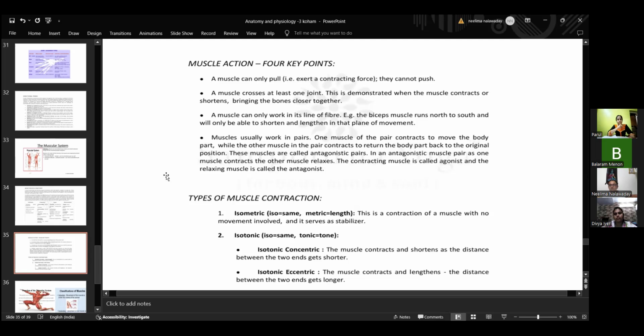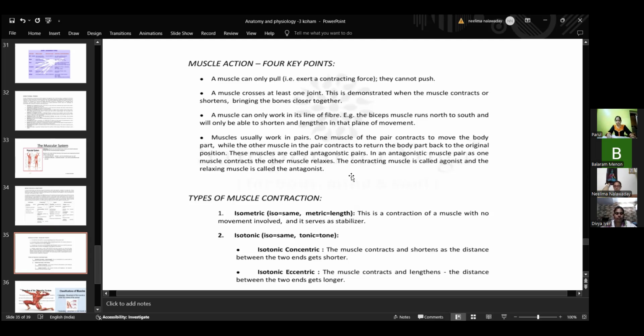Muscles usually work in pairs. Right now, I gave you an example. Pairs means the bicep is shortening, the tricep is lengthening. That's how it works. Now, more detail on muscle contraction types. First of all, I forgot to mention: the contracting muscle is called the agonist and the relaxing muscle is called the antagonist. So they are supporting each other.